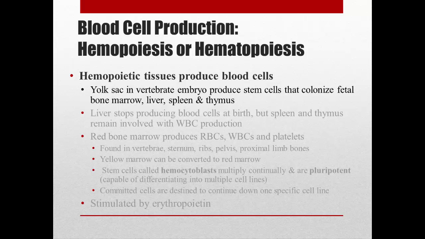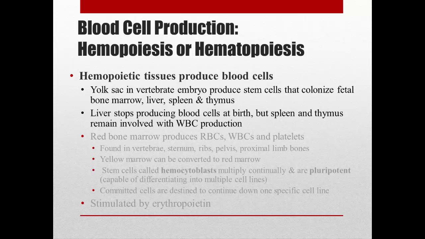When we're little embryos inside of our mother's uterus, the yolk sac is responsible for producing the stem cells. Those are the stem cells responsible for making blood cells, and so they start to colonize in the fetal bone marrow, liver, spleen, and thymus, and those stem cells then will start making the blood cells for the fetus. The liver will stop producing blood cells at birth, but the spleen and thymus will be involved throughout your life in making white blood cells.